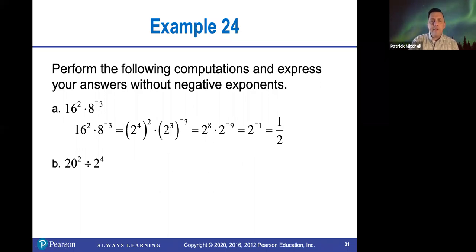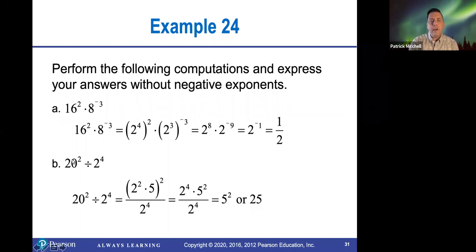Next, we have 20 squared divided by 2 to the 4th. So let's write the prime factorization of 20. 20 is 2 squared times 5, and we're going to square that. And then we're going to divide by 2 to the 4th. Using properties of exponents, the second power of 2 squared times 5 is 2 to the 4th times 5 squared. And then the 2 to the 4th just cancel each other out. And that leaves us with 5 squared, which is 25.